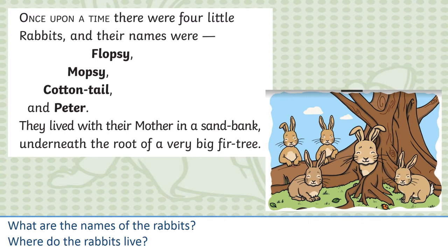So once upon a time, there were four little rabbits and their names were Flopsy, Mopsy, Cottontail and Peter. They lived with their mother in a sandbank underneath the root of a very big fir tree.